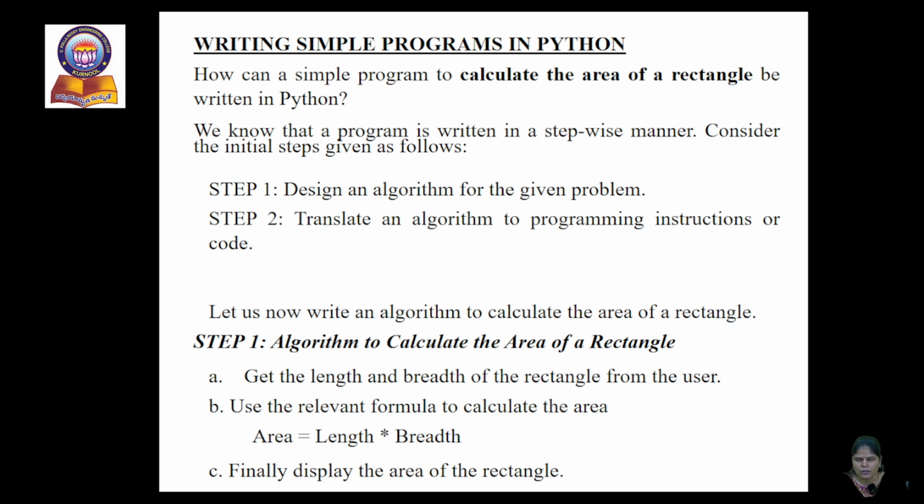Which is nothing but first we have to write an algorithm, and in the second step we convert that algorithm into programming instructions or code. So the algorithm for calculating the area of a rectangle is: get the length and the breadth of the rectangle from a user, then use the relevant formula to calculate the area as area equal to length into breadth, and finally display the area of the rectangle as an output to the user, right? So these are the steps.